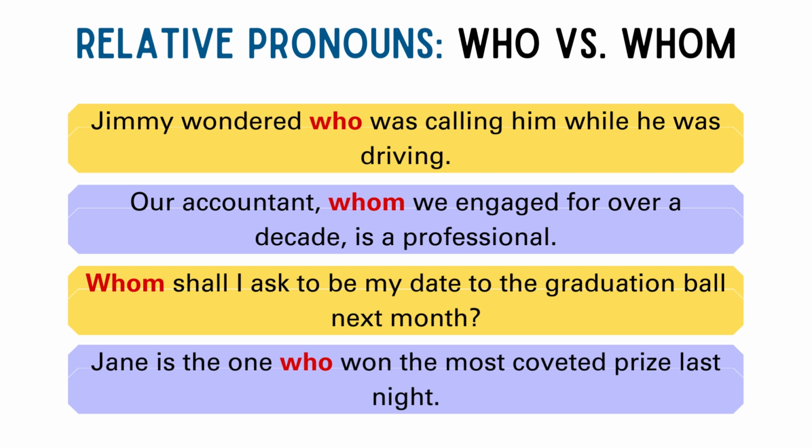We used who because who refers to the doer of the action, and the action is calling. Next, our accountant, whom we engaged for over a decade, is a professional. Why did we use whom in this case? Because whom refers to the receiver of the action. The accountant was engaged or hired. He or she wasn't the one who hired someone else.